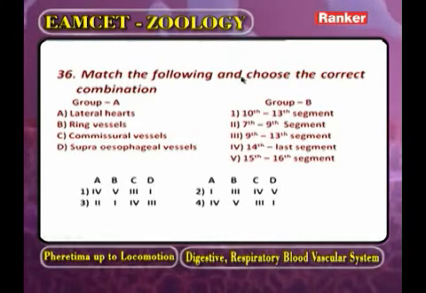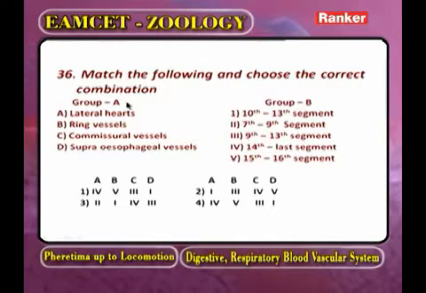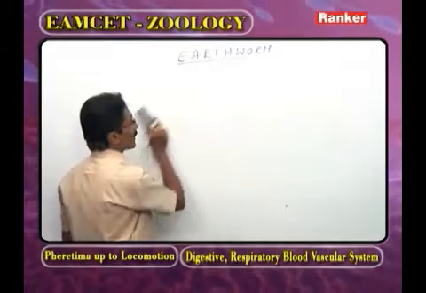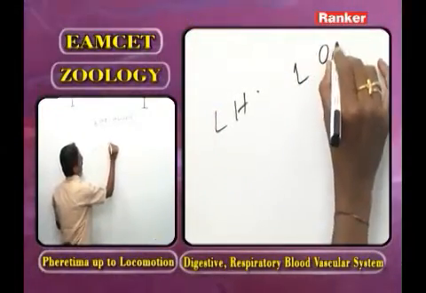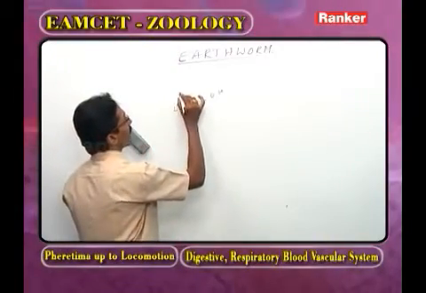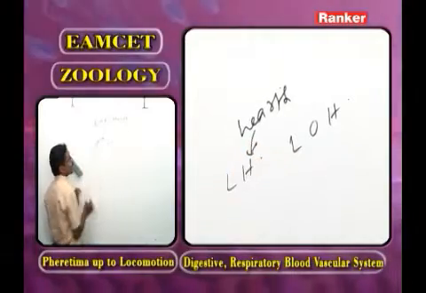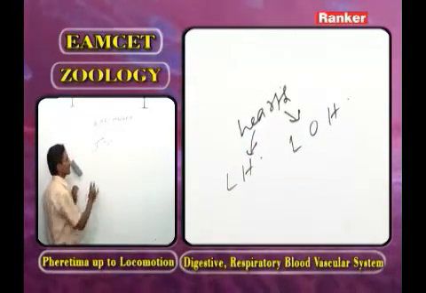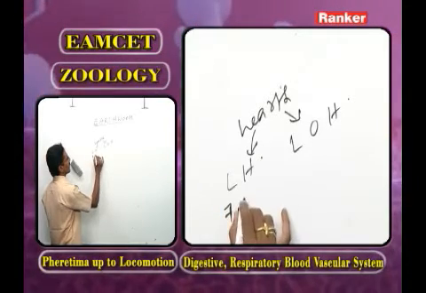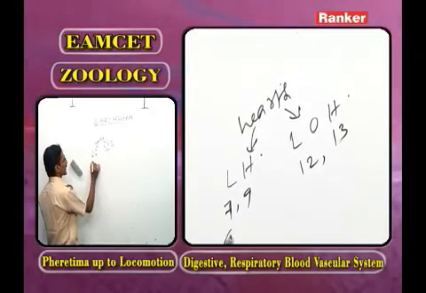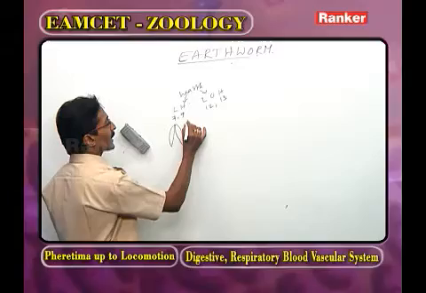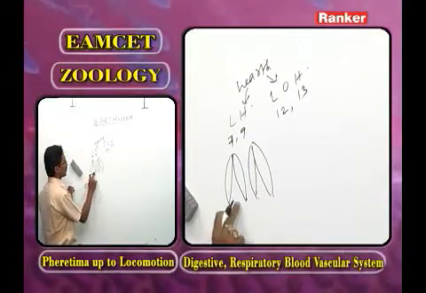Match the following and choose the correct option. Group A: one is lateral hearts, second one ring vessels, third one commissural vessels, and the fourth one is supraesophageal vessels. Now, as we observe the circulatory system, this one we call the lateral hearts, and this one we call lateral esophageal hearts. In the body of Pheretima, the hearts are classified into lateral hearts and lateral esophageal hearts. Lateral hearts are present in the 7th and 9th segments. What about the lateral esophageal hearts? 12th and 13th. In the 7th segment, one pair of lateral hearts. In the 9th segment, one pair of lateral hearts. This is 1, 2, 3, 4.